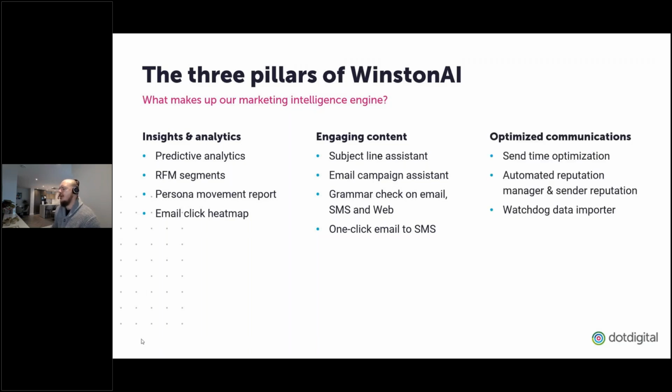Then we've got some other traditional AI tools like send time optimization, which has been in the platform for a while, automated reputation management, so around your sender reputation and deliverability, and analyzing data from our watchdog when you import data into the platform. So this is now all under the umbrella of Winston AI, which is the actually copyrighted brand now for our AI tools.